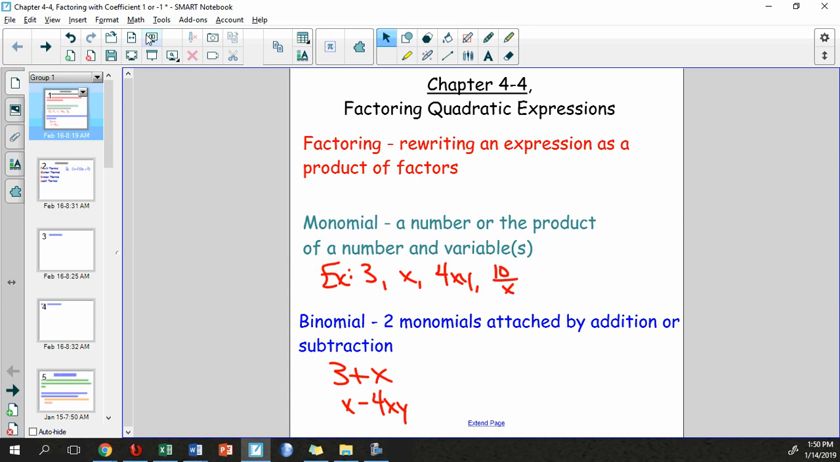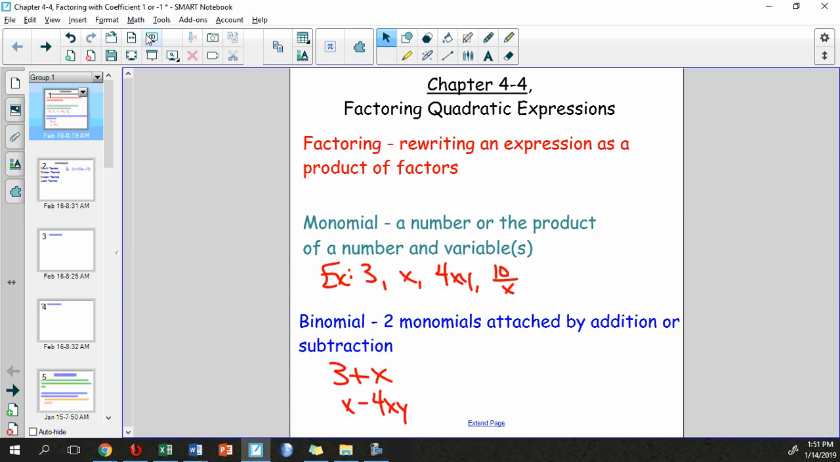A monomial is a number or a variable or the product of a number and variables. For example, 3 by itself is a monomial. X by itself is a monomial. But 3 times x is a monomial. They're all different and unique. Do you all understand that?